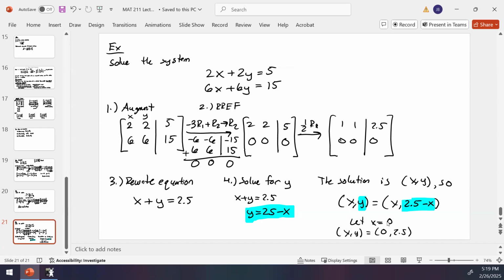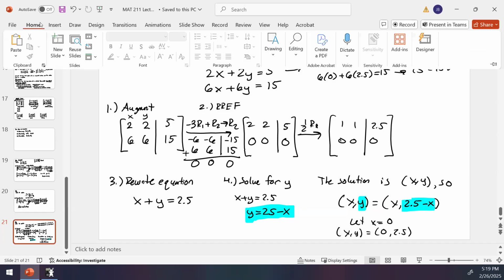So then if I plug this into my equations, 2 times 0 plus 2 times 2.5 equals 5. Well, that means 5 equals 5. Check. 6 times 0 plus 6 times 2.5 equals 15. 15 equals 15. Check. So it'll always generate a correct solution, which is good. So that's row reduction in a nutshell. Let's do one more example.